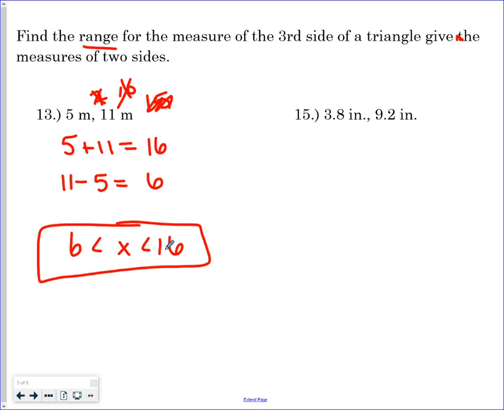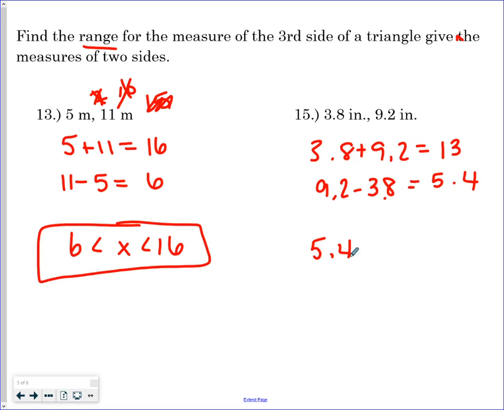Okay. Obviously decimals would be fine too, I just didn't do that. So on this one, we're going to add them together and subtract them together. So 3.8 plus 9.2 is what? 13, good. And then 9.2 minus 3.8 is 5.4. So I write 5.4 less than x less than 13.